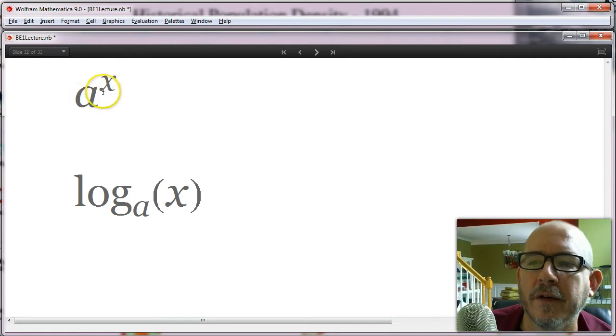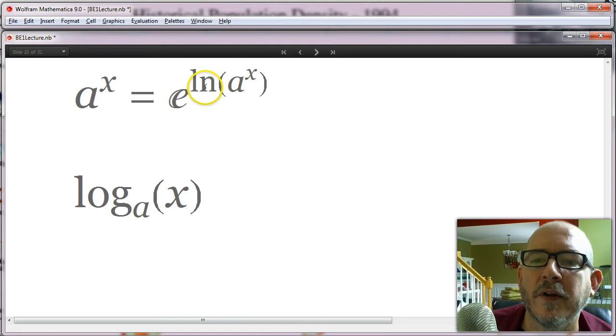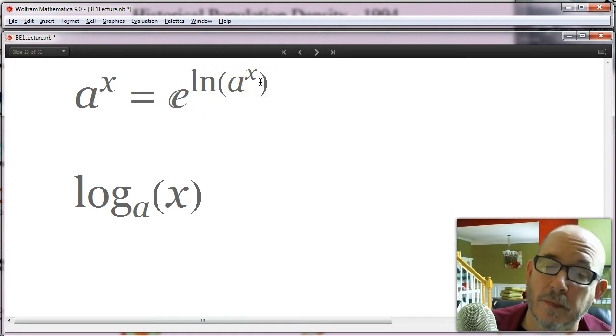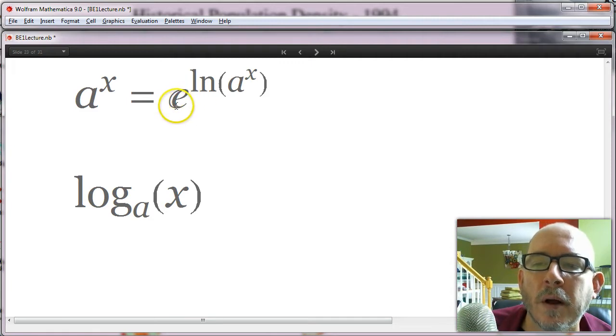The trick to this, to see the transformation, is to apply two functions to a to the x at the same time. A function and its inverse. Now what we're going to apply is the natural log to a to the x, because a to the x is going to be some positive number, and then we're going to apply the natural exponential. Well, these are inverse functions of each other, so this is just the same thing as a to the x.